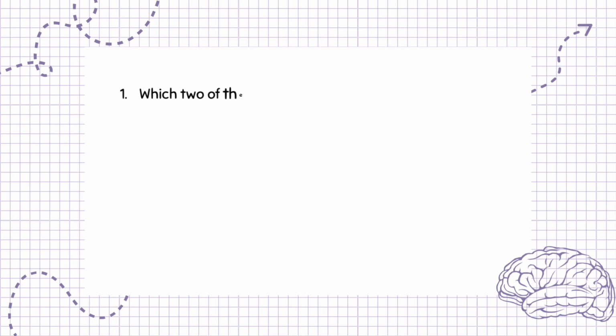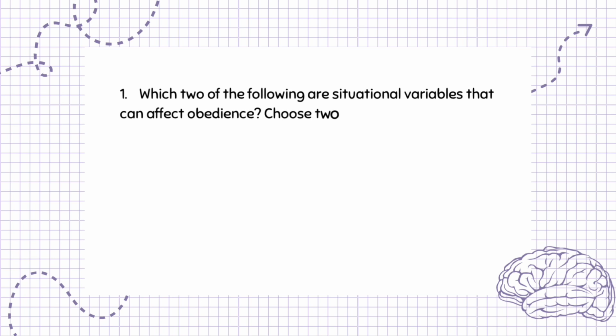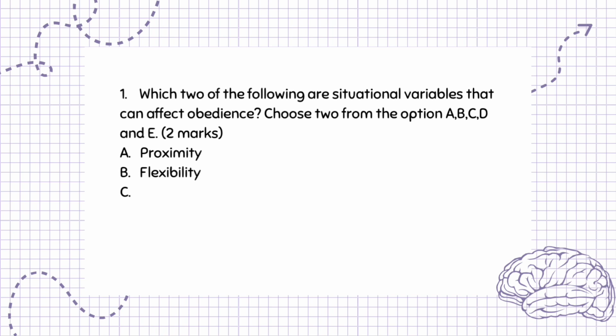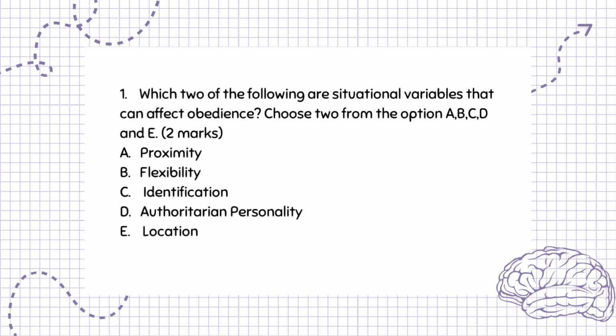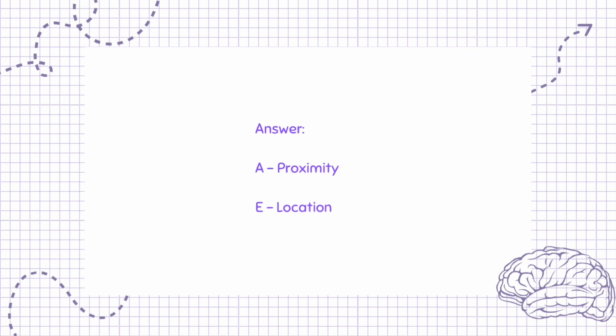Question 1. Which 2 of the following are situational variables that can affect obedience? Choose 2 from the options A, B, C, D and E, 2 marks. A. Proximity. B. Flexibility. C. Identification. D. Authoritarian personality. E. Location. The answer is A. Proximity and E. Location.